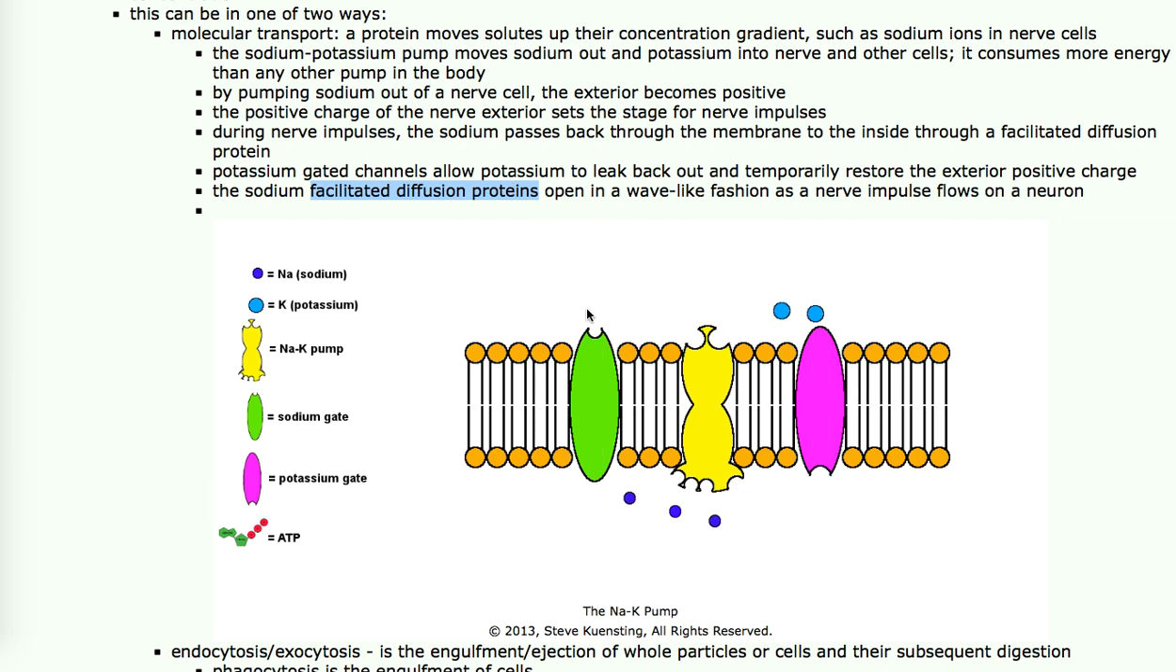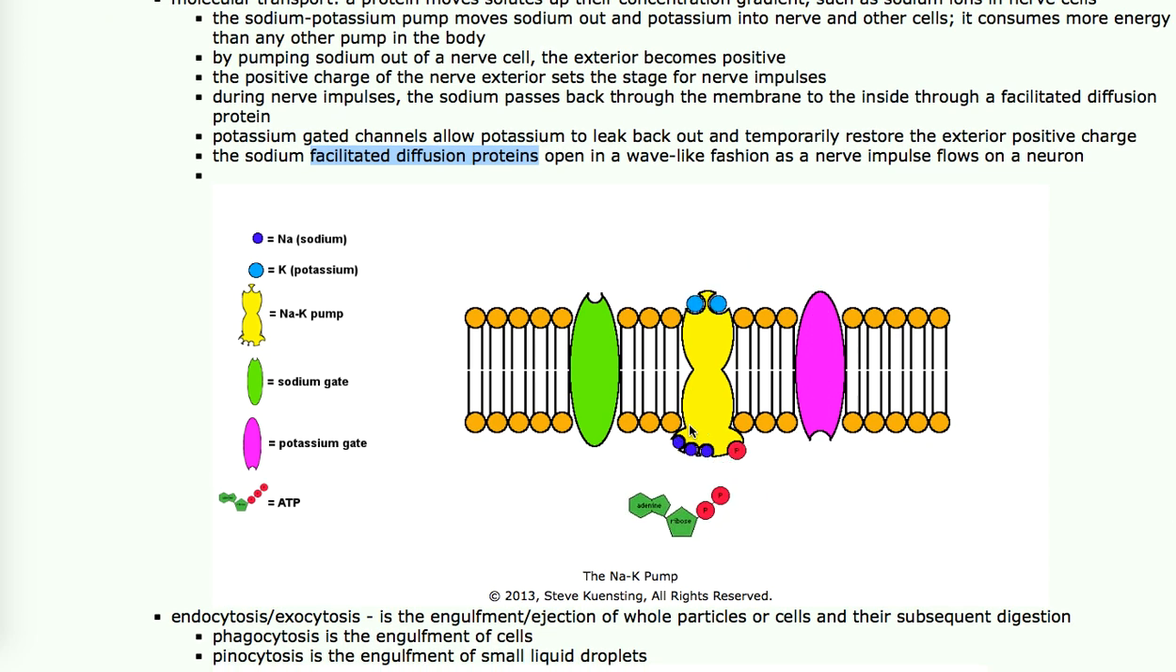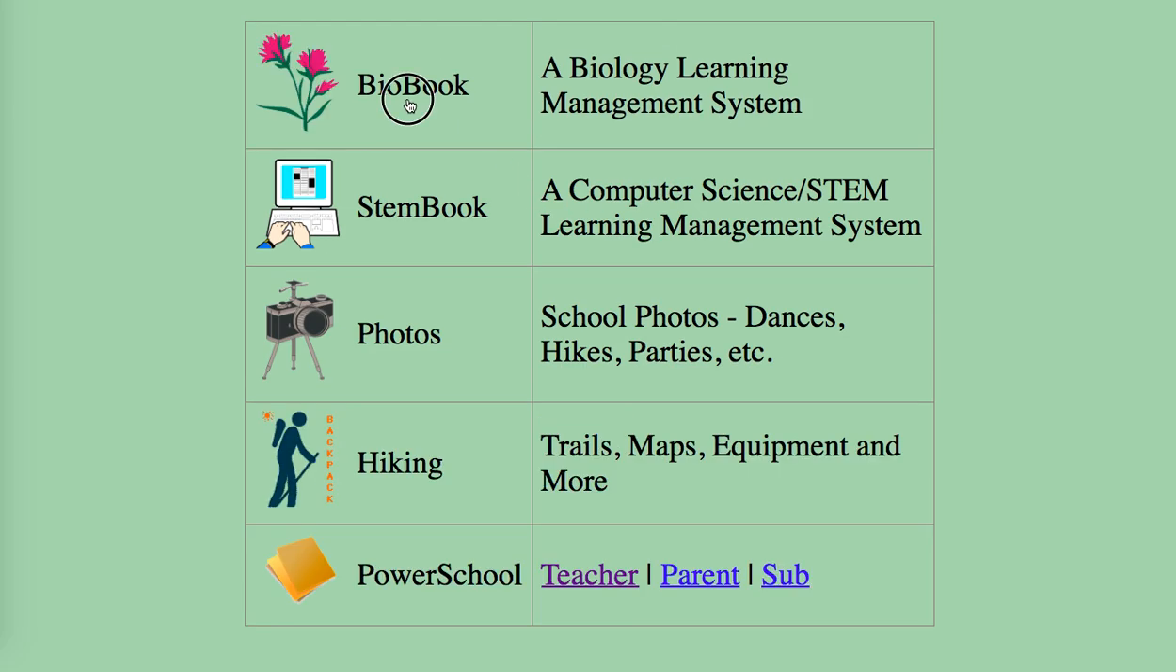So let me go over this now. The yellow thing is the sodium-potassium pump. This is a sodium gate, and this is a potassium gate. Now here's how this pump works. Let's start at the beginning of the cycle here. In fact, let's go. I don't have the animation handy here, so let's see if I can find it quickly. And you'll watch as I go to this.